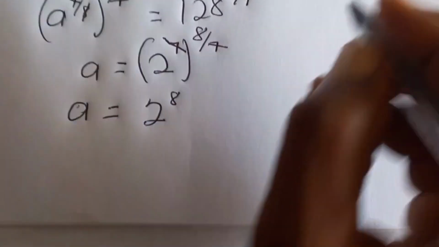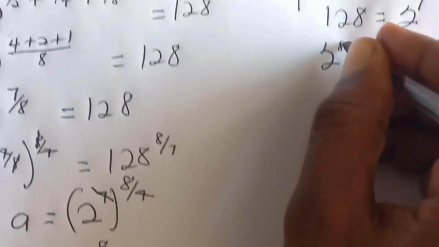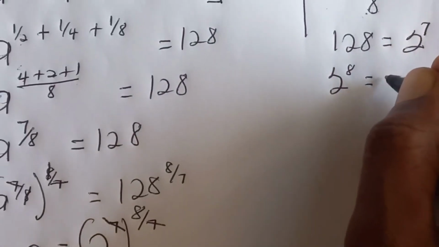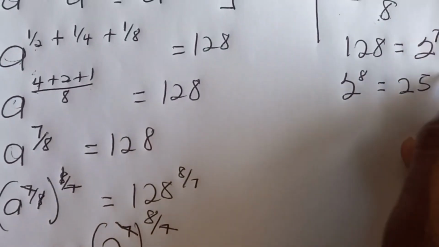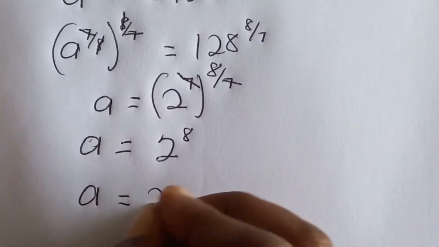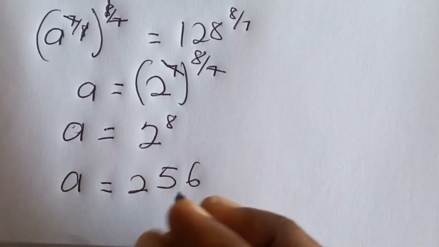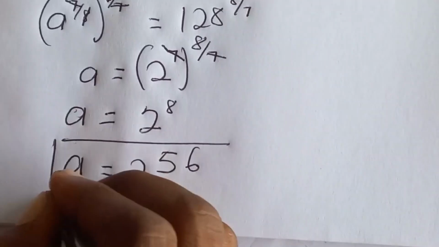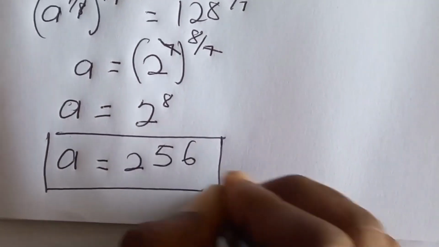Okay, and now 2 exponent 8 is equal to 256. So our a is equal to 256. Okay, so this is our answer for this radical.